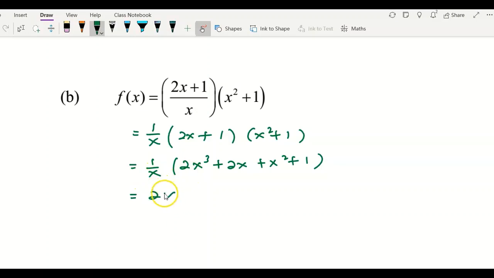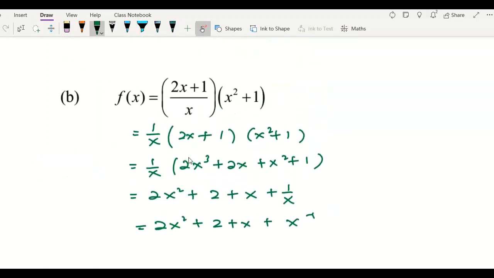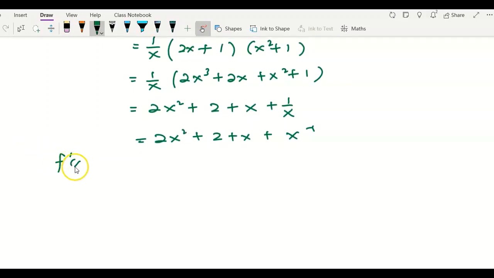You have 2x squared plus 2 plus x plus 1 over x. Then 1 over x is actually x power of negative 1. Okay, so all the terms are ready for us to differentiate. Get your f prime x. So this is your 4x. Differentiate 2, you got 0. Differentiate x, you get 1. And differentiate the x power of negative 1, you got negative x power of negative 2. Simplify, you will have this answer.